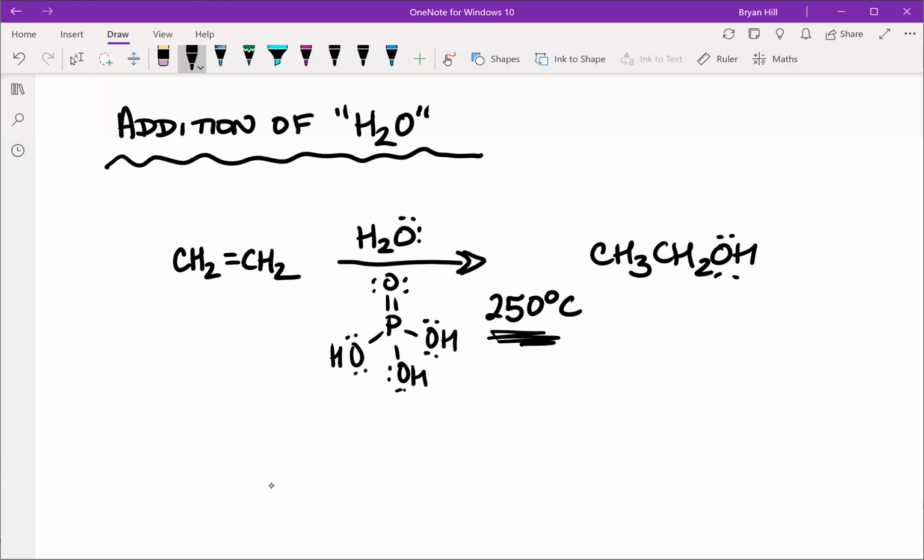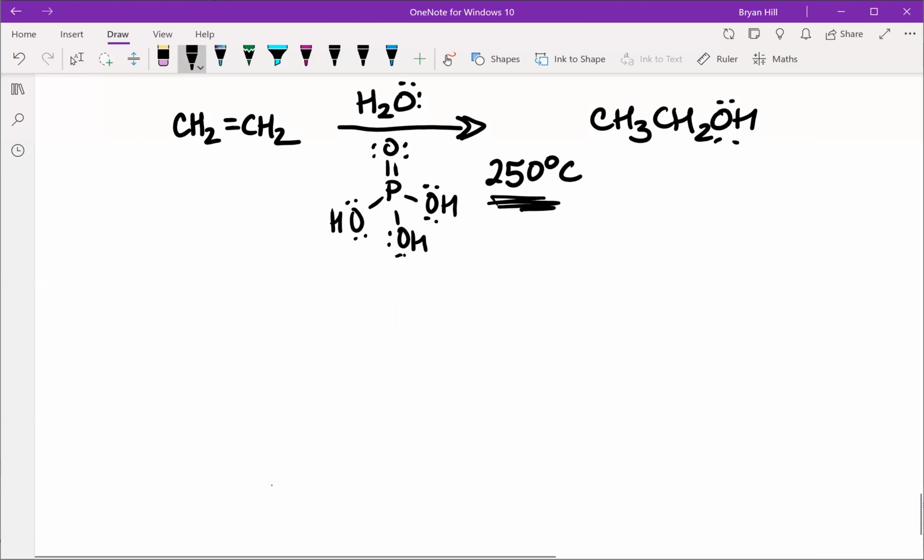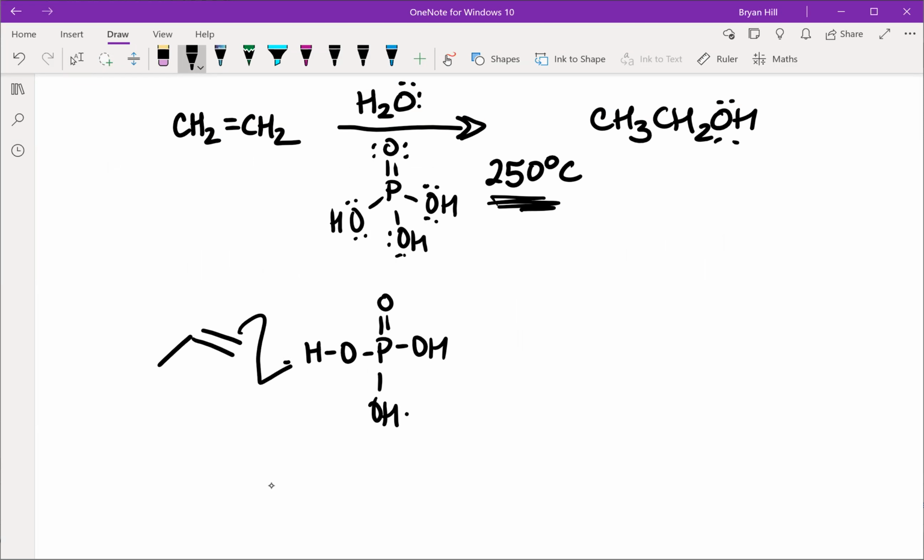Very high temperature. And this is basically a source of acid, right? Phosphoric acid. So you could draw a mechanism for this where you've got your double bond attacking, generate your carbocation. Water comes in and attacks.